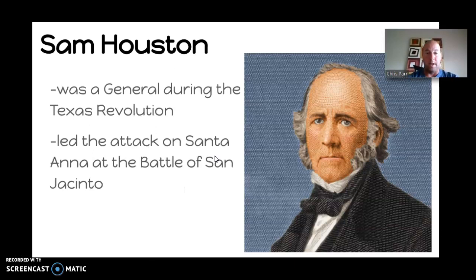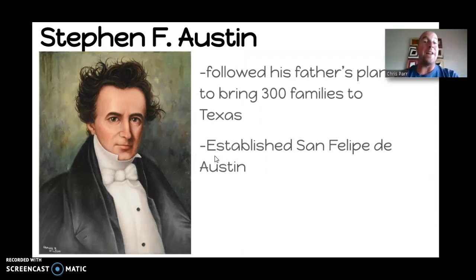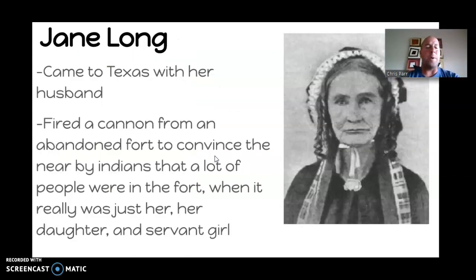Sam Houston, general during the Texas Revolution, Big Sam, led the attack on Santa Anna during the Battle of San Jacinto. The Raven, lots of really cool stories about this guy. Stephen F. Austin, the father of Texas, led the Old 300 to Texas and established the colony of San Felipe de Austin. Jane Long, we call her the mother of Texas. She came to Texas with her husband, and she fired a cannon from an old abandoned fort to convince the nearby Indians that there were a lot of people there, when it was really just her, her daughter, and a servant girl.